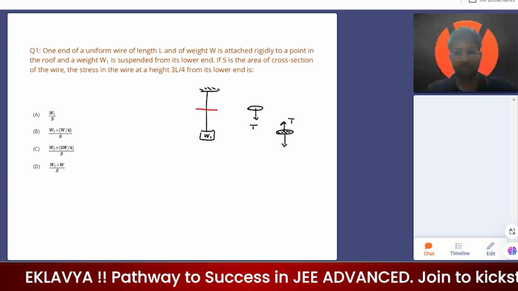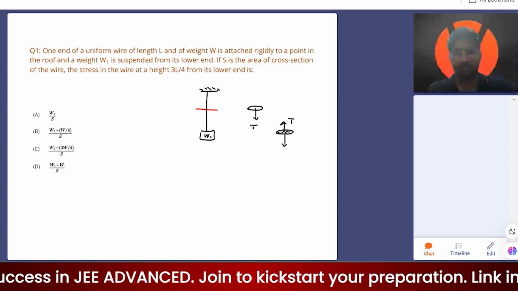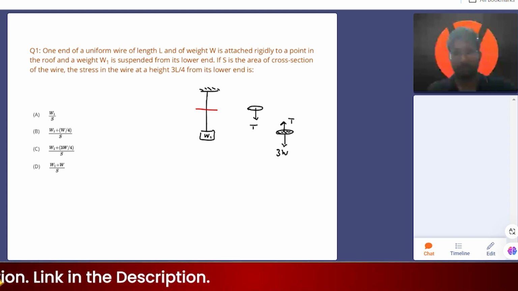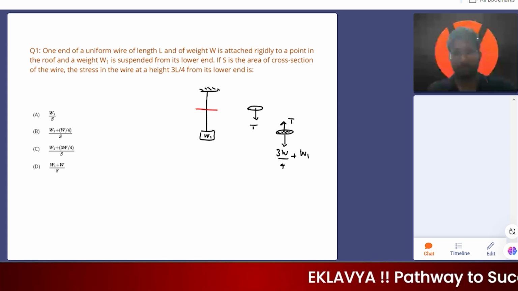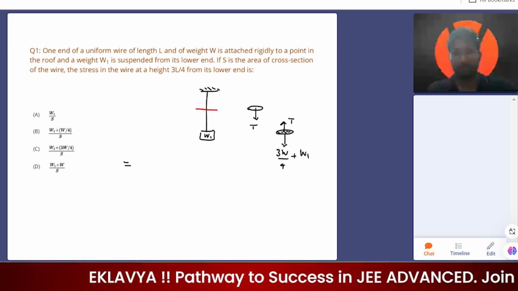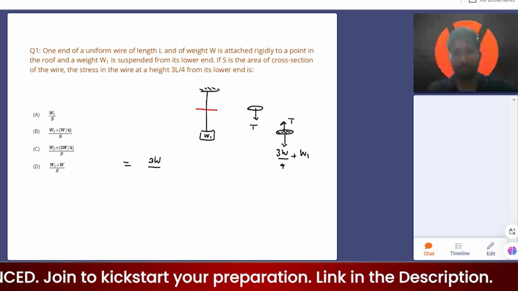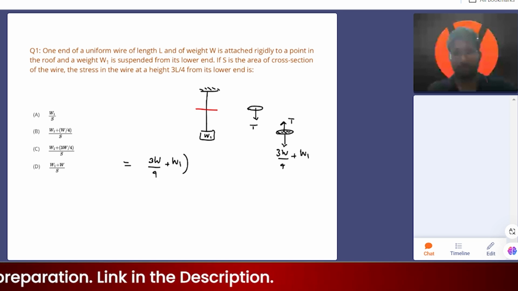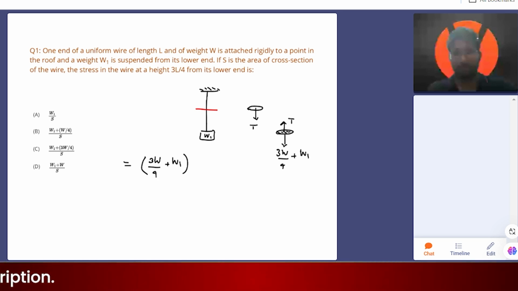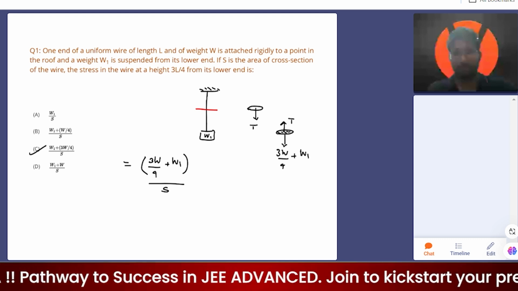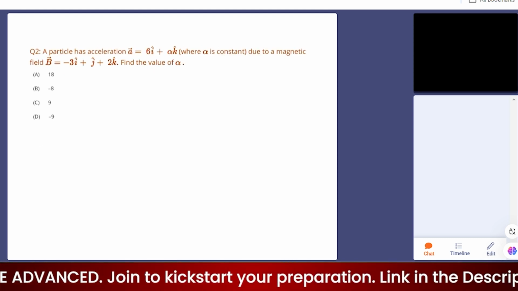And this tension will be because of the portion of the wire, because the wire has some mass, some weight W. So the bottom portion will be 3L/4. That means this will be 3W/4 plus the weight of the block W1. So thereby the stress will be equal to force upon area of cross section. The force will be the tension in this case. So that will be 3W/4 plus W1 whole divided by the area of cross section. Here they gave it as S. That will be our answer, W1 plus 3W/4 divided by S. That will be option C. Okay, let's go for the next question.